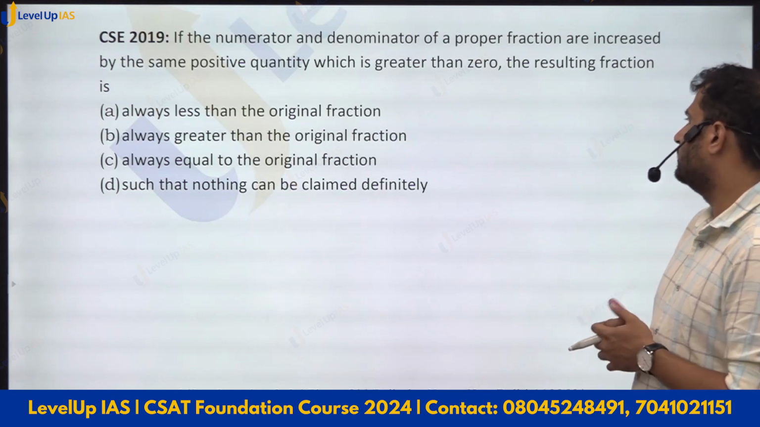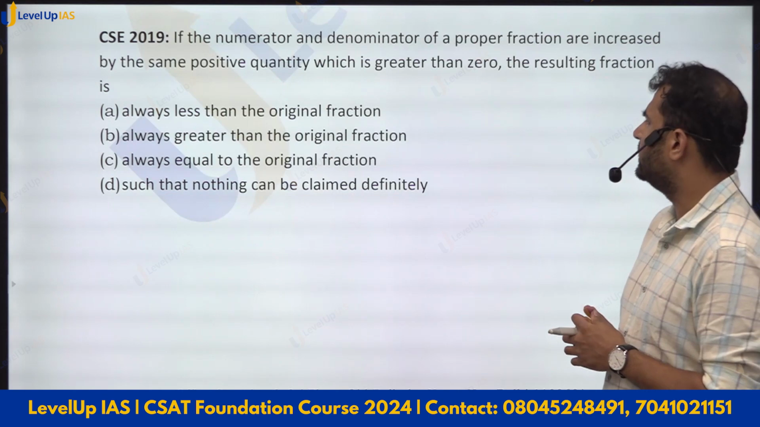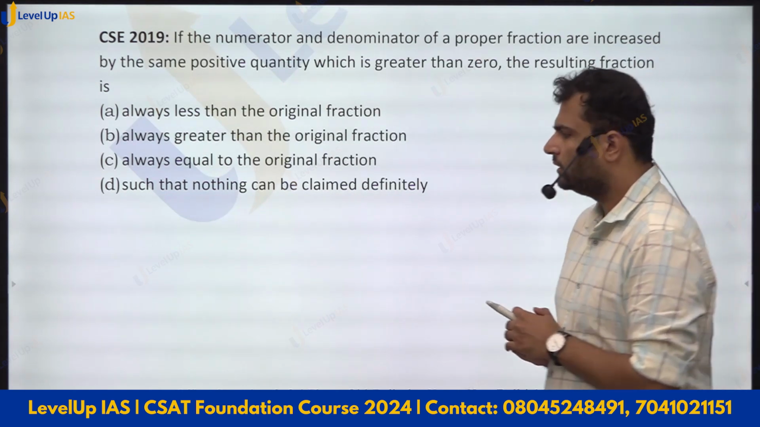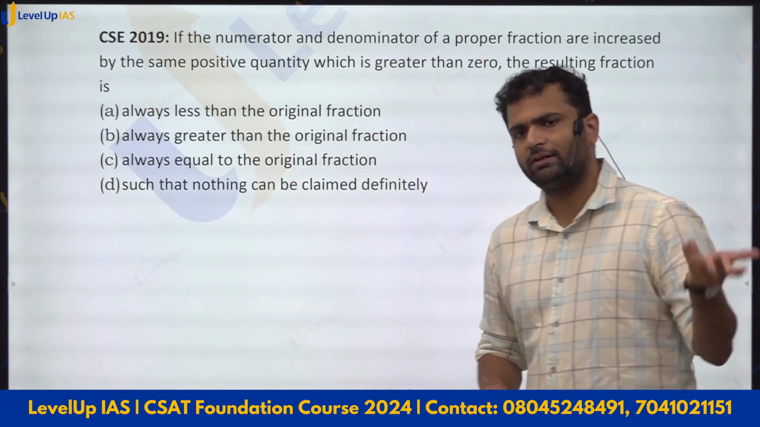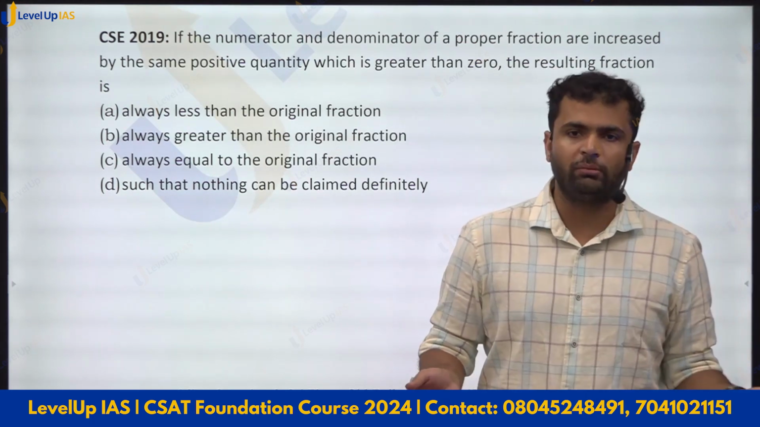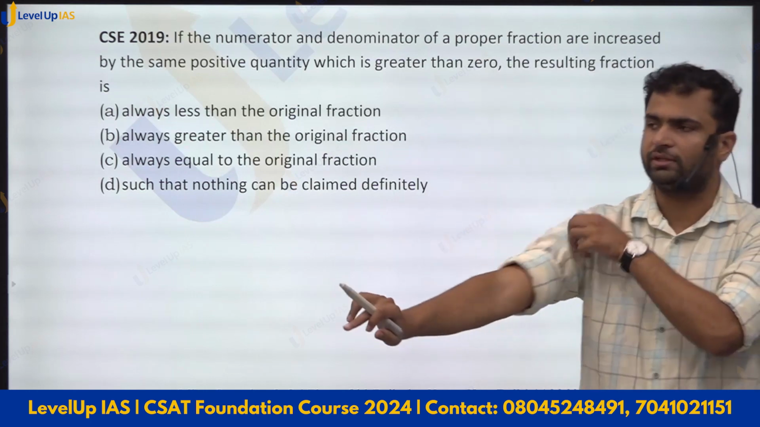If the numerator and denominator of a proper fraction are increased by the same positive quantity, which is greater than 0, the resulting fraction is... Now it is a very simple question, and again there are two ways to do it. There is a more formal way, or you can simply do it by putting in values. Both are equally fine. I don't have any issues with any of the methods.